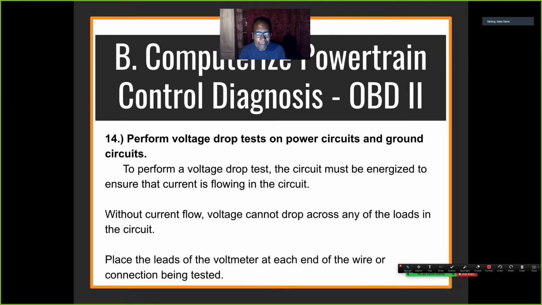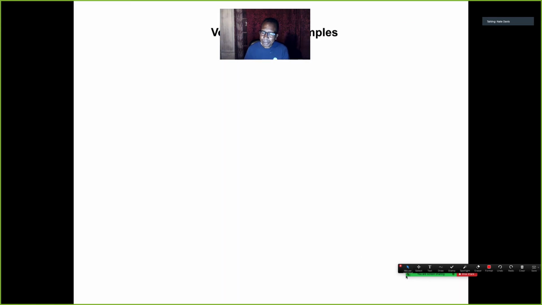Without current flow, voltage cannot drop across any other loads in the circuit. Place the leads of the voltmeter at each end of a wire or connector to be tested, or connection to be tested. Now here's what I'm talking about.